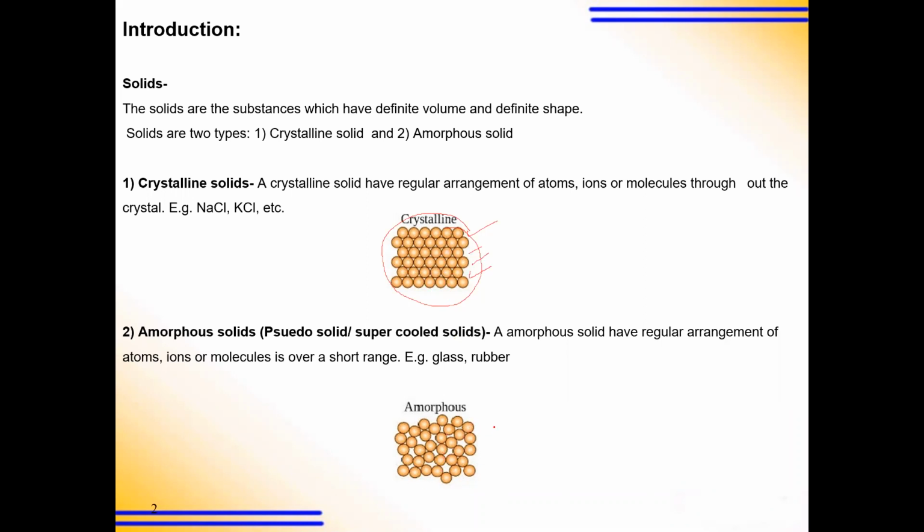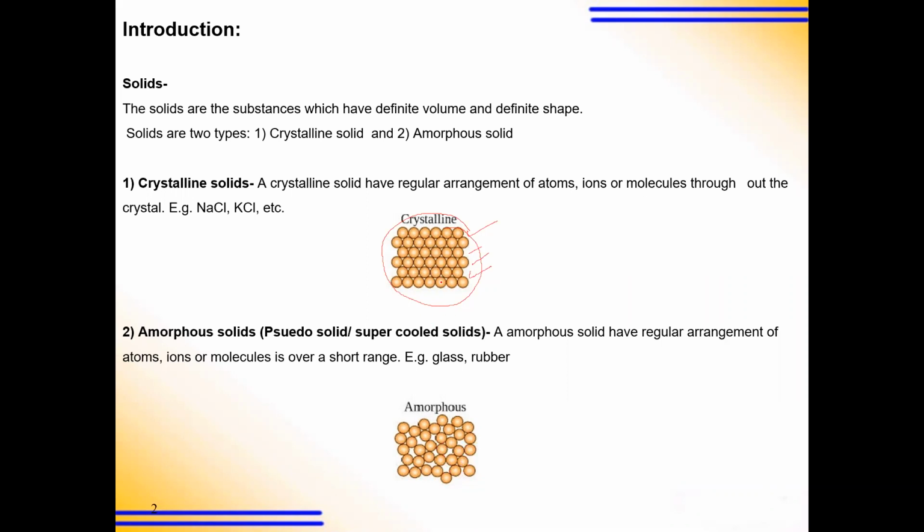There is no definite geometry or definite regular arrangement of atoms, ions or molecules. So the amorphous solid is called a supercooled solid because it is in a state between solid and liquid. The physical properties of the amorphous solid, that is mechanical, thermal or electrical properties, are the same in all the directions. It will be the same in all directions.